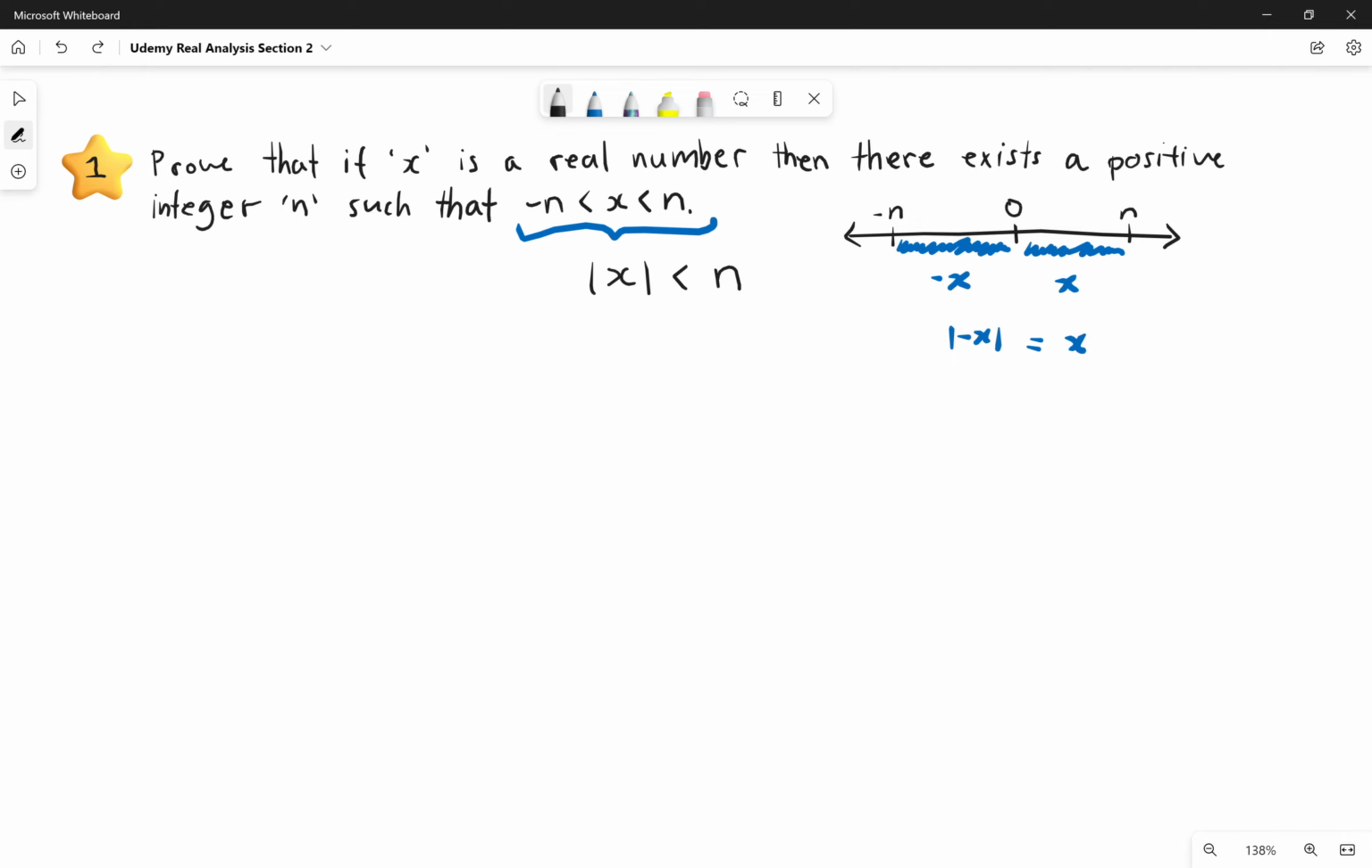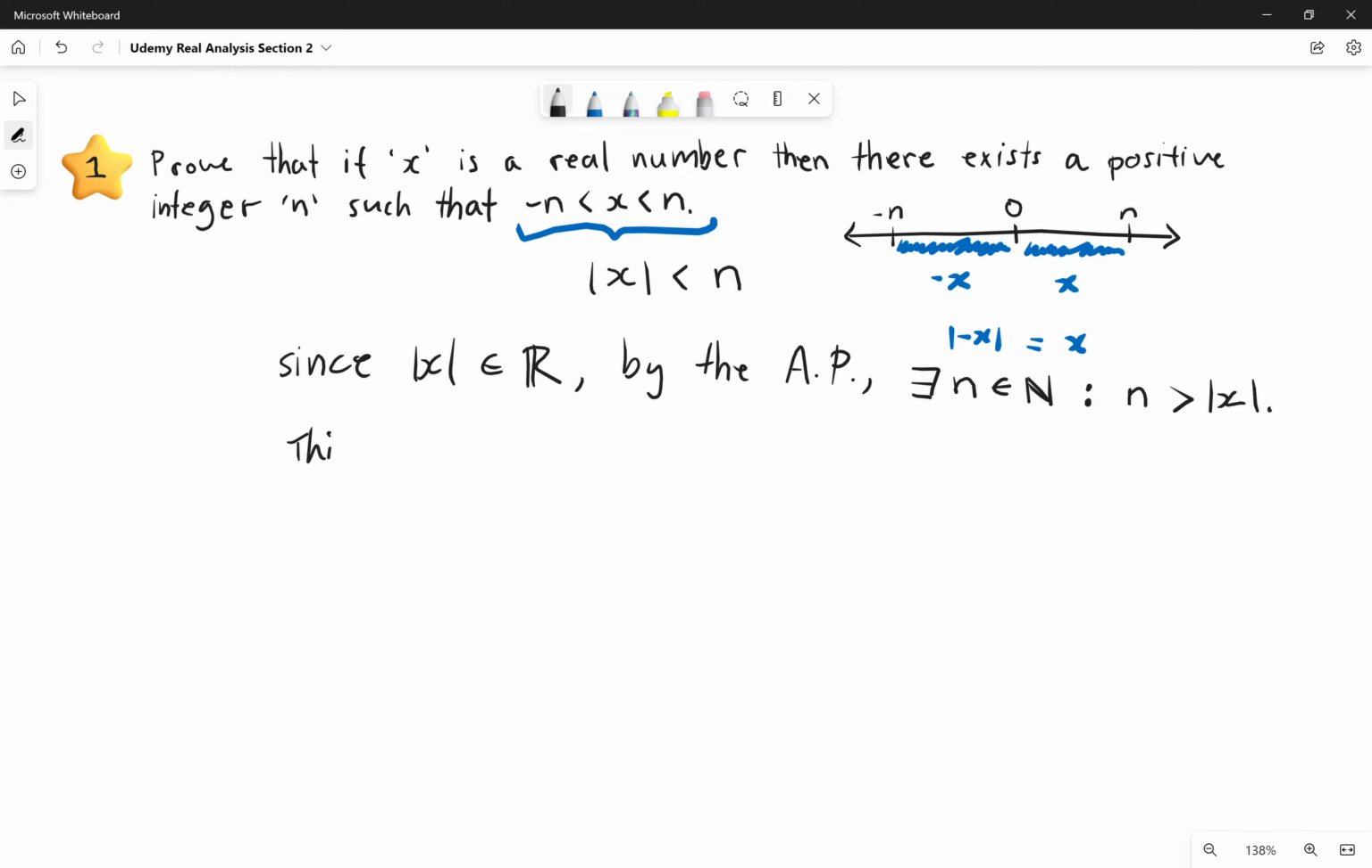Okay, so now we can say, since the absolute value of x is a real number, by the Archimedean principle, I'm going to write that as AP, like the math sorcerer does, there exists an n, a natural number n, an n in the natural numbers, such that, that's 2 dots for such that, n is greater than the absolute value of x.